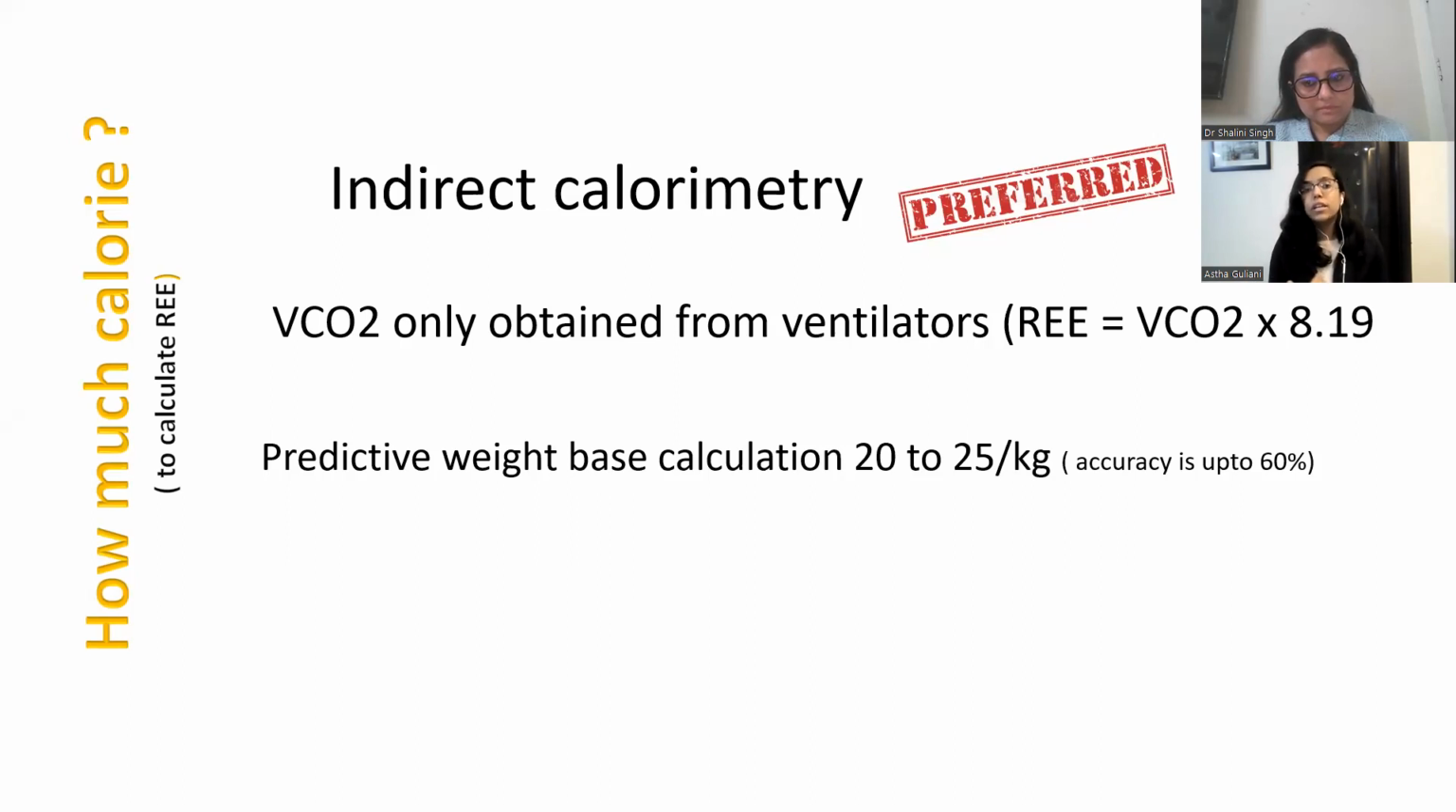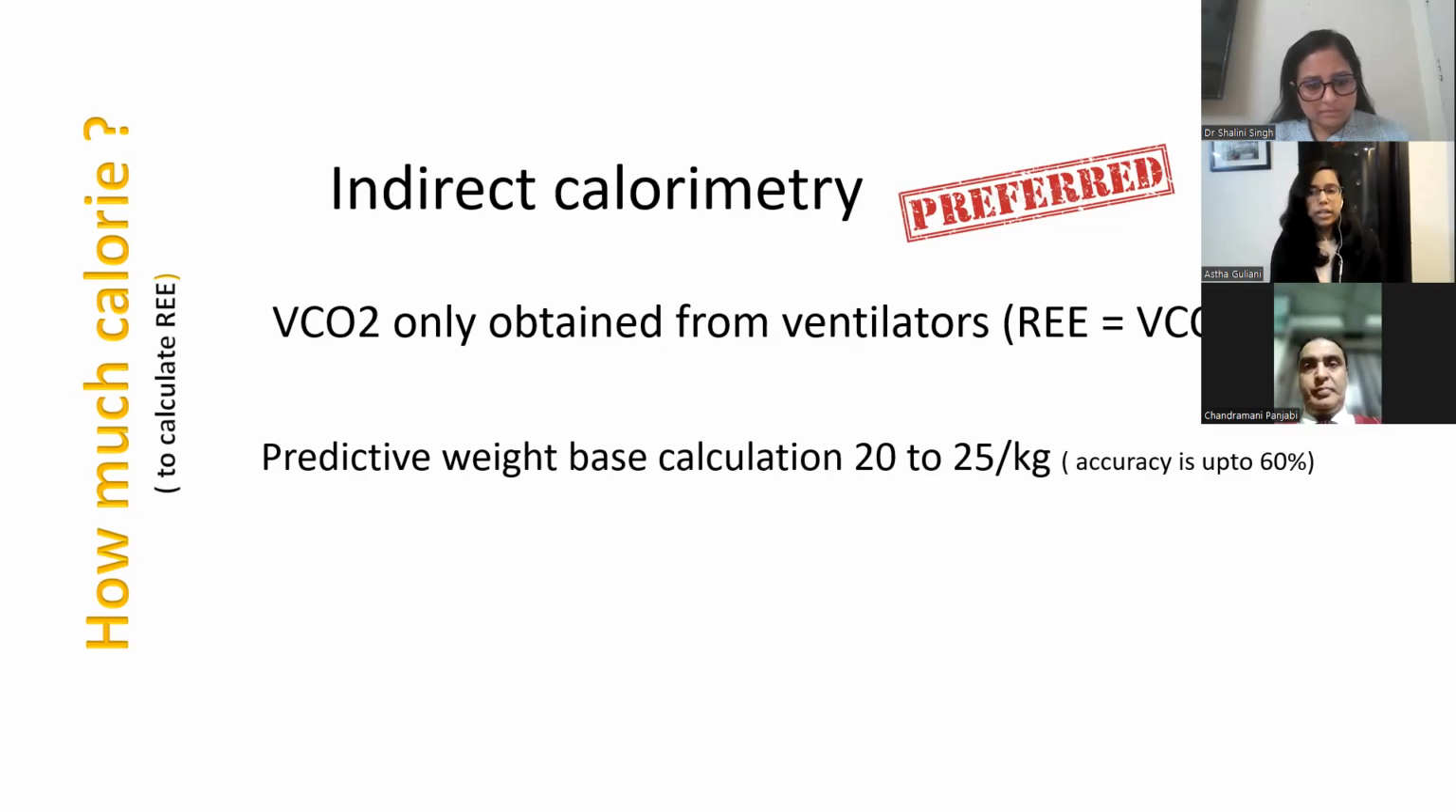Now, how much calorie does she need? To identify how much calorie the patient requires, we prefer doing indirect calorimetry. We calculate the resting energy expenditure using indirect calorimetry. Here we have to first measure the VCO2, which is obtained in intubated patients who are on ventilator. The ventilator will give us the VCO2, and then using it, we can calculate the resting energy expenditure. But this is the most preferred method. However, it is not always possible because such a measurement is not possible for every single patient. Not every patient is on a ventilator.